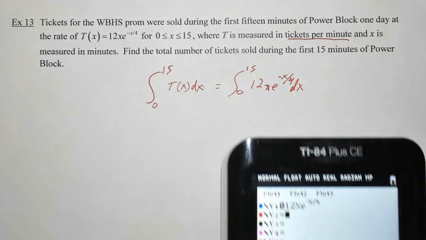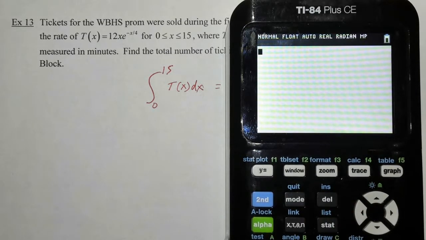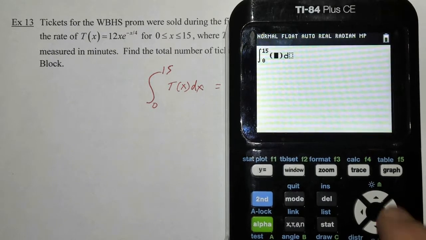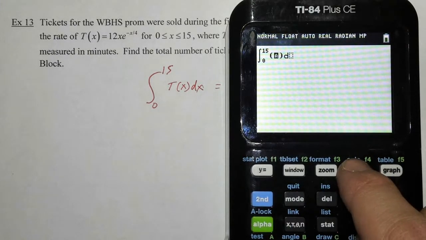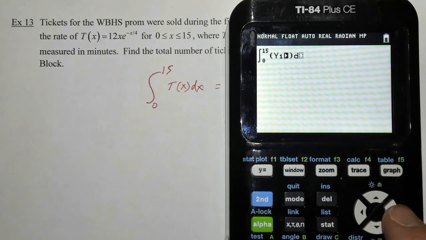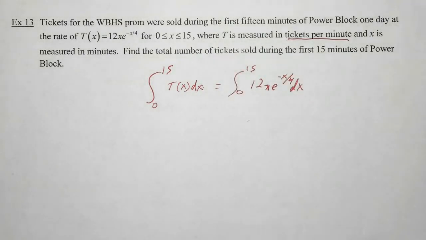So if we go to our calculator, there's our function, 12x e to the opposite of x divided by 4. And back to the main screen, and we're going to do math 9 to bring up our definite integral. The lower bound is 0 and the upper bound is 15. Our function is located in y1, so again we do alpha trace, and option 1 is y1, and that function is written in terms of x, so we're going to have a dx right here. And when we hit enter, we see 170.551. So that's going to be our answer.